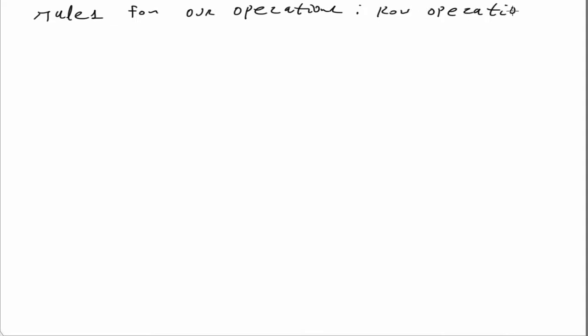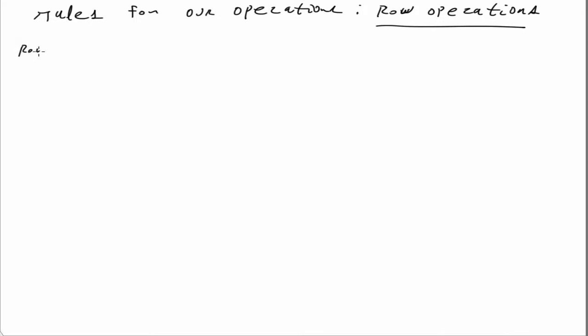Okay, so what are the rules for our operations? In fact, we're going to call them the row operations. These row operations are essentially just a more buttoned up way of describing this idea of always doing the same thing to both sides of the equation.